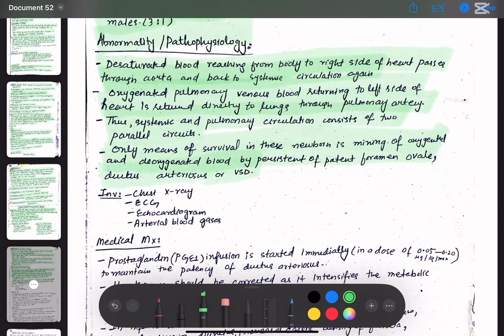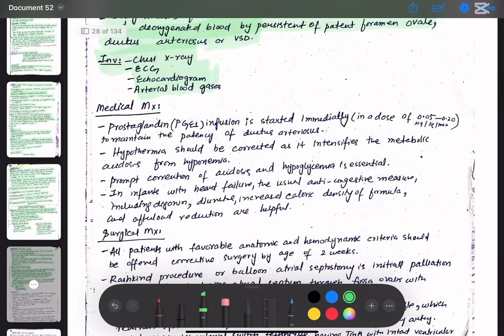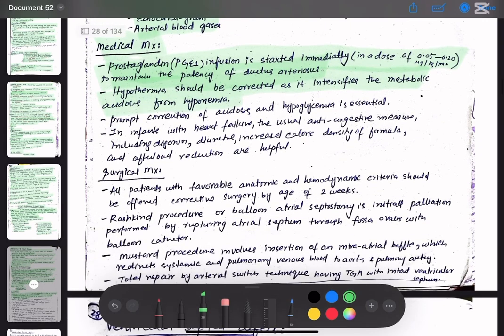Now the investigations done are chest x-ray, ECG, echocardiogram and arterial blood gases. The medical management is that prostaglandin infusion is started immediately in a dose of 0.05 to 0.20 to maintain the patency of the ductus arteriosus. Hypothermia should be corrected as it intensifies the metabolic acidosis from hypoxemia, and prompt correction of the acidosis and hypoglycemia is essential. In infants with heart failure, the usual anticongestive measures including digoxin, diuretics, increased caloric density of the formula, and afterload reduction are helpful.